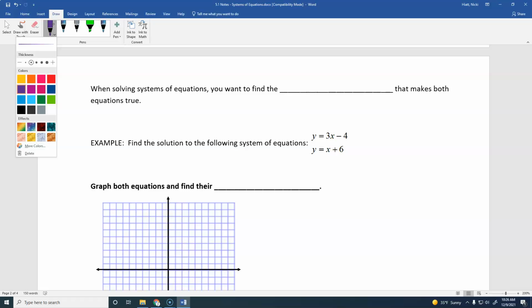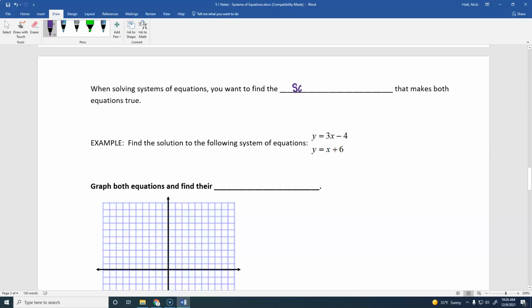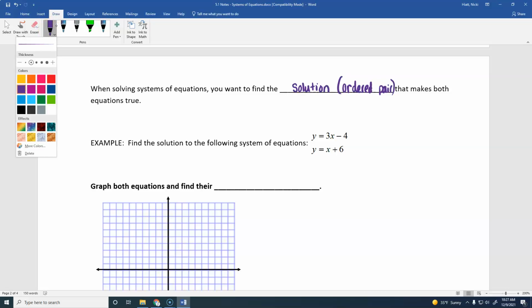So, when solving systems of equations, you want to find the solution, and I'm going to put in parentheses right here, ordered pair, meaning like x, y coordinates, that makes both equations true. Okay, so I'm going to show you the first method that you could try to use, and that is guess and check. This will be Owen's favorite. He's going to try to guess and check on everything, since he's a mental math master.